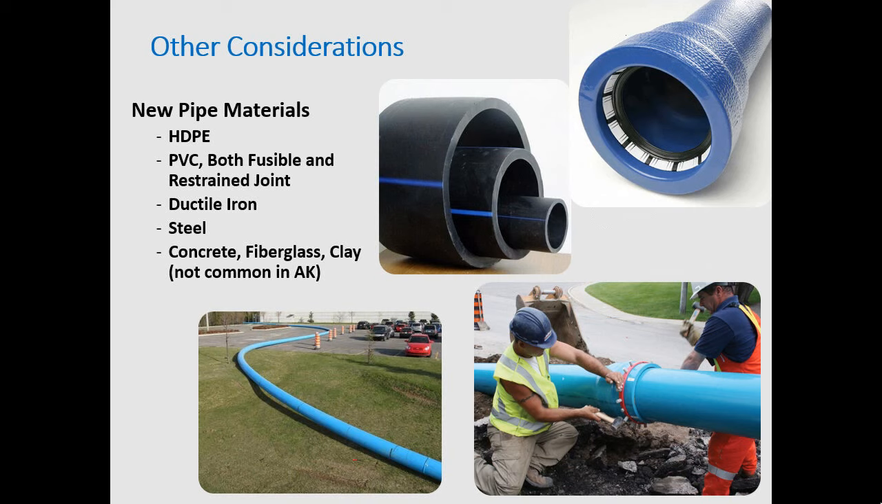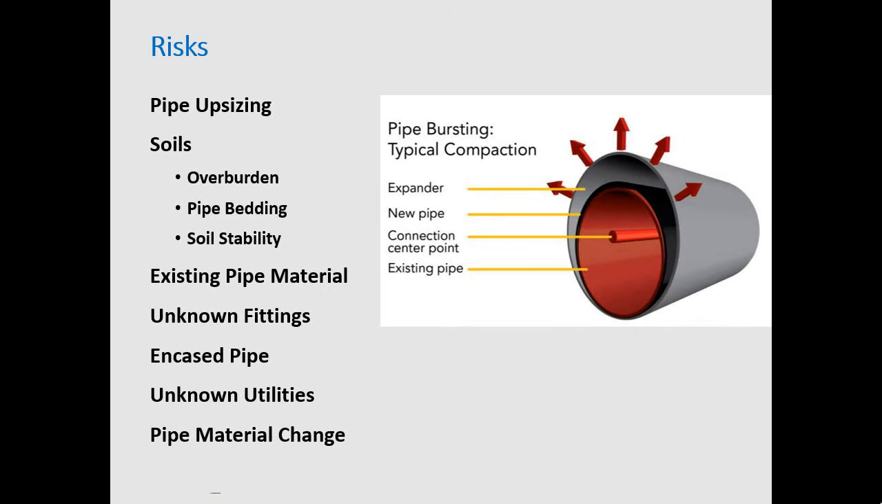I briefly discussed earlier that they're using concrete, fiberglass, and clay. I put it in there. It's not really common in Alaska, partly because it's not a common pipe material, but it is being done. And depending on where you're working and what your client or your owner wants to use or is in their system, they may want you to use a concrete or fiberglass type pipe. So that's about it. Any other questions? I'm going to pause for questions.